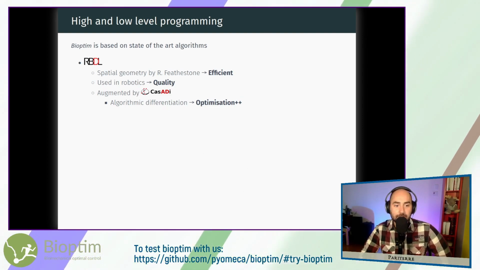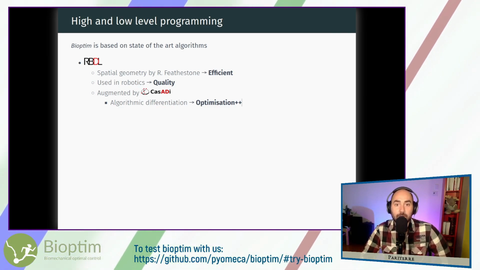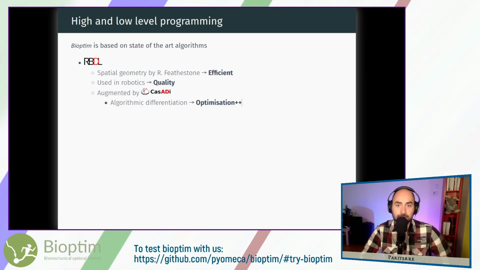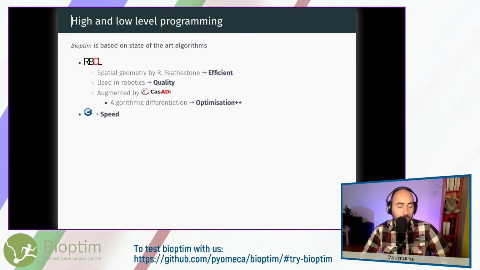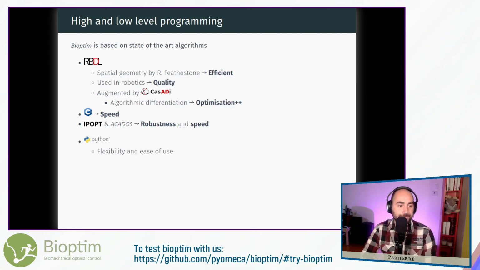It uses algorithmic differentiation of the code, so it's highly effective to get the derivative of any function. As I said, it is all written in C++, so it goes as fast as it can. And we are using state-of-the-art software to solve, so IPOpt for robustness and Acados for speed.